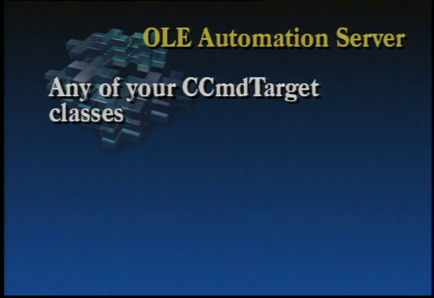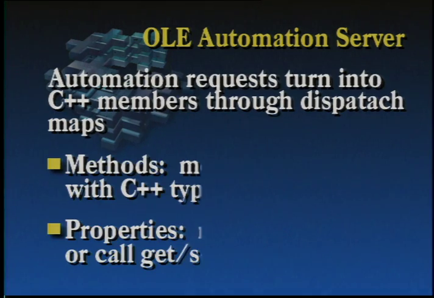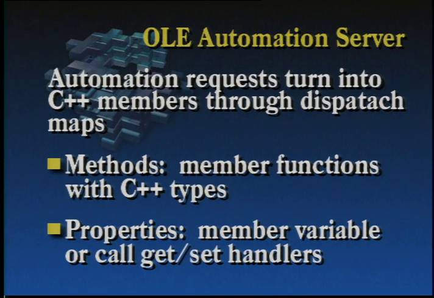I mentioned the CCmdTarget class. That's where the functionality for OLE automation has been added. Any class derived from CCmdTarget can be an OLE automation server object. By exposing your member functions as OLE automation methods and your member data as OLE automation properties, you can take your C++ classes and expose them to other scripting languages, to other applications in a very easy-to-use, programmable way. Once again, by using the same architecture we had with our MFC message maps, now through dispatch maps.